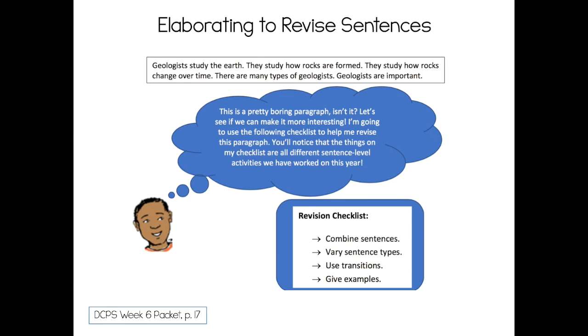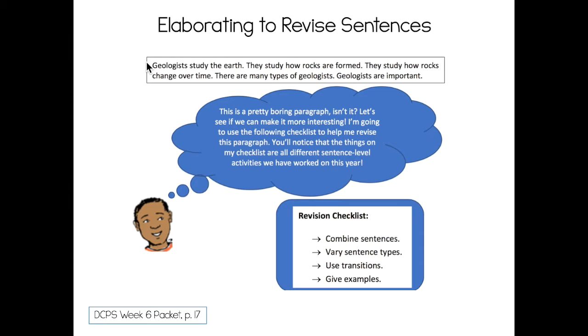Here we are on page 17 of our Week 6 packet, and at the top here we can see a paragraph that someone wrote about what geologists do. Let's read this paragraph together. Geologists study the Earth. They study how rocks are formed. They study how rocks change over time. There are many types of geologists. Geologists are important.